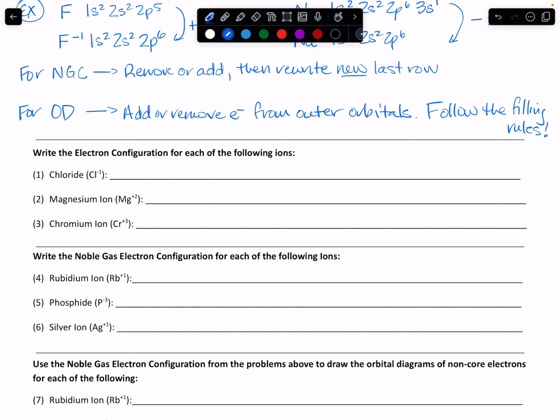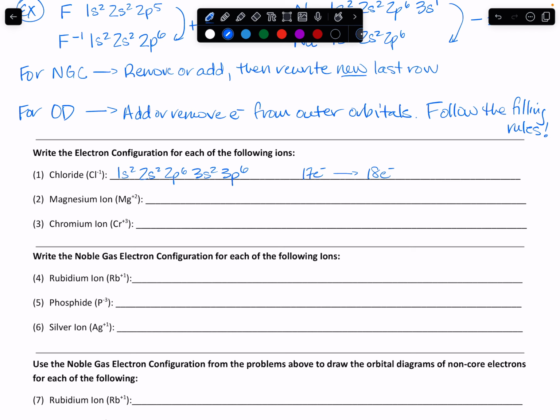Let's start with chloride. I'm going to start by writing chlorine. So 1s2, 2s2, 2p6, 3s2, and then 3p5. But chlorine has picked up an additional electron. So where am I going to put it? Well, the filling rules tell me I need to put it in the outermost shell as long as there's space. It's 3p5, so there's still room here. So the electron configuration becomes 3p6. So there's our additional electron. It went from 17 electrons for chlorine to 18 electrons for chloride.